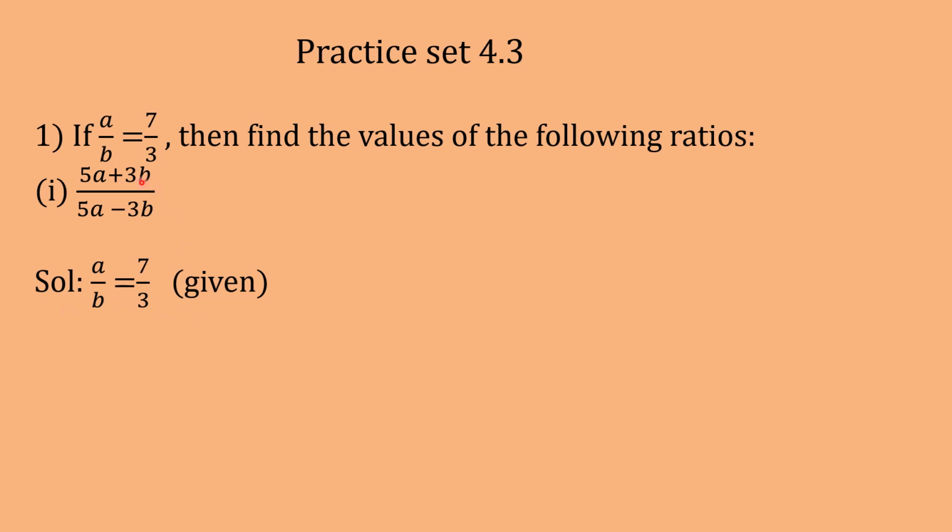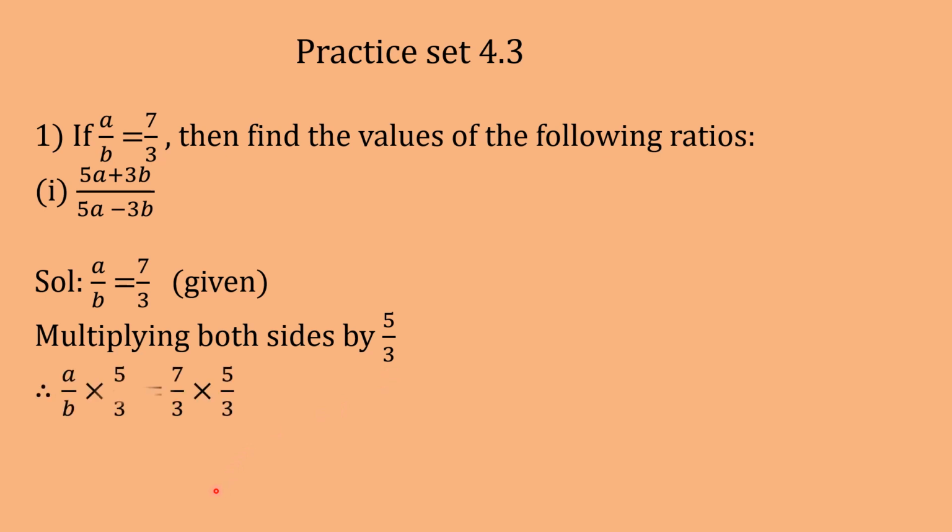Now students, before applying the property, can you see in the question, A has a coefficient 5 and B has the coefficient 3. So let's make A into 5A and B into 3B. Our next step will be multiplying by 5 upon 3 on both sides. So when you multiply, A upon B into 5 upon 3 equals 7 upon 3 into 5 upon 3. So it will become 5A upon 3B equal to 7 fives are 35, 3 threes are 9.